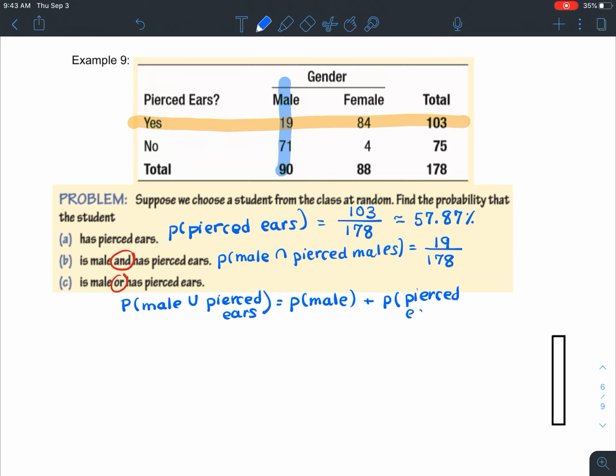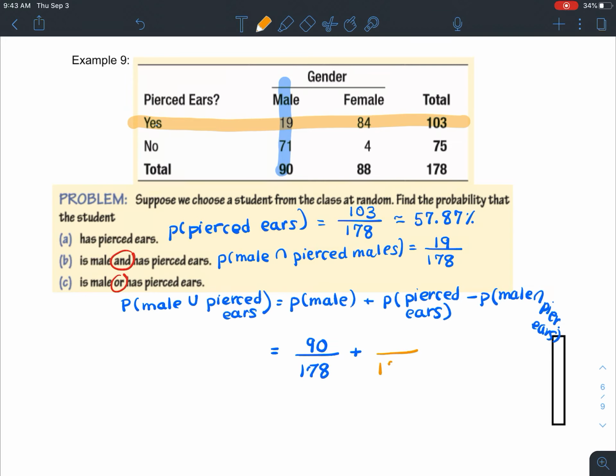All right, so this should be the probability that someone is a male plus the probability that the person chosen just has pierced ears, and then we subtract from that the probability that they would be both a male and have pierced ears. Okay. All right, so the probability that someone is a male. Okay, still, this is out of the 178. We're still choosing from the 178, but look at the total number of males. There are 90 males out of the 178. So the odds of you selecting someone who is a male is 90 out of 178.